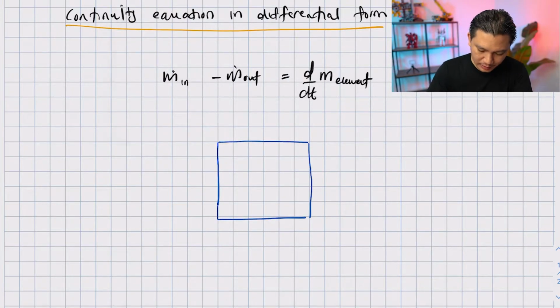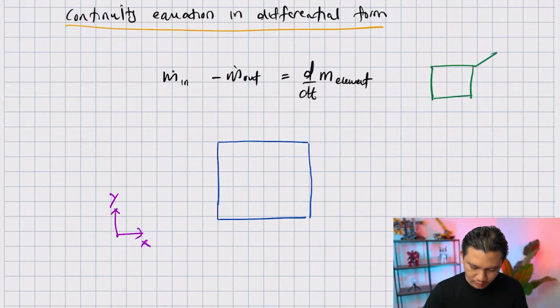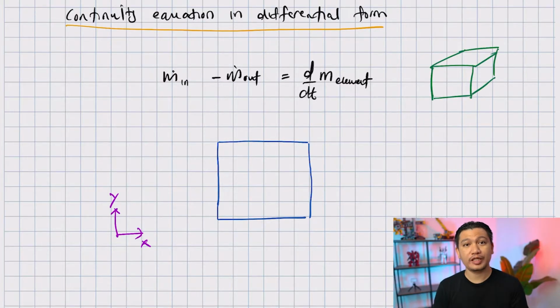And this element is in X and Y coordinates. So this is X and this is Y. This box or this element is a 2D element out of a 3D box. Okay, so let's say that this is that box. That is that 3D box, and we are going to make it 2D.